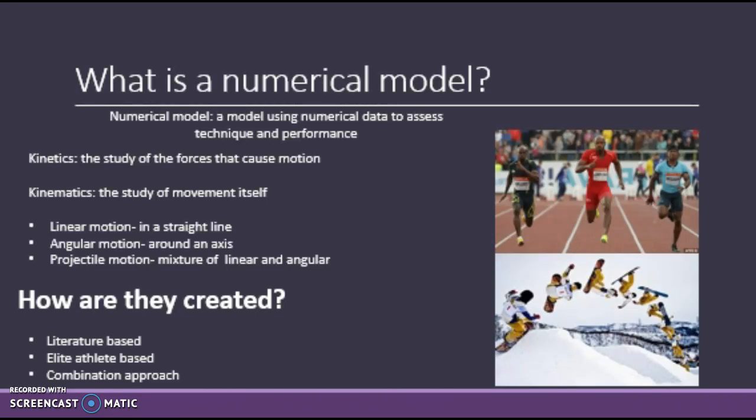Numerical models can be created from a few different things, like literature based from reliable research and journals, elite athletes, or a combination approach by getting an average ideal numerical model from literature and athletes' data. For example, an athlete may have the highest jump using a 120-degree angle, and so people may use this angle, or a biomechanist may say that you will get the most height on your jump when at a 90-degree angle. So you may use this, or use an angle in between, which suits you most.